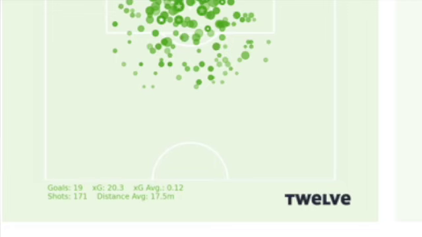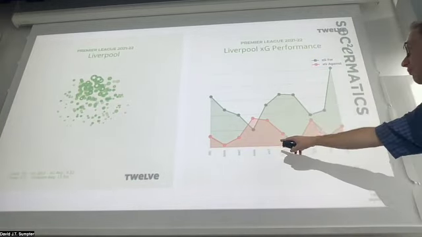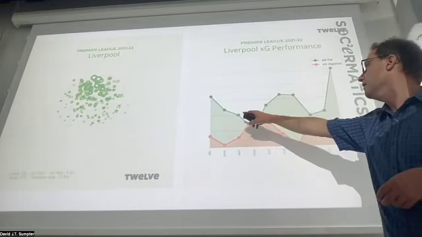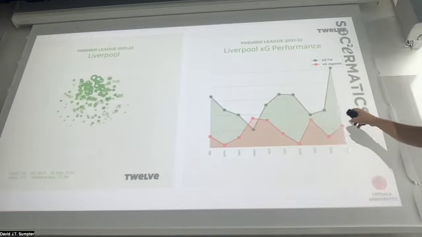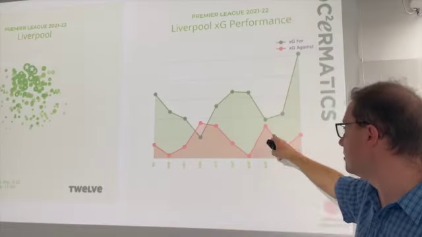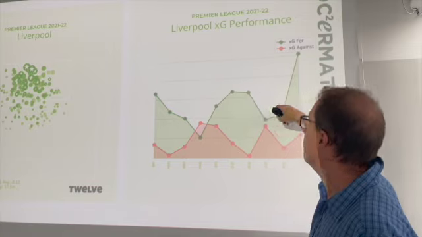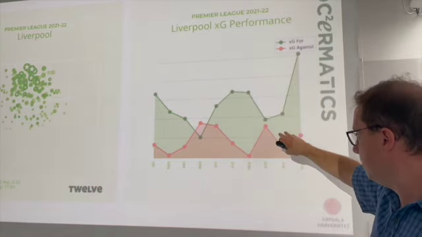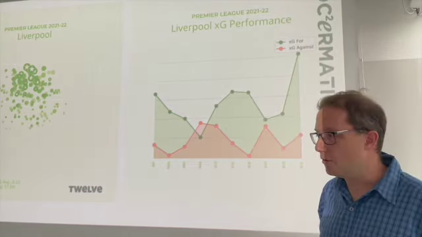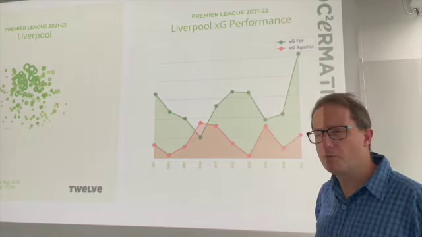And you can see over the matches, apart from their game against Manchester City, they won all of their matches on expected goal difference. This is opposition's expected goals. This is Liverpool's expected goals. They won these matches on expected goals, as well as, I think, they drew the City match. So this shows that they had an overall high performance on that particular metric.